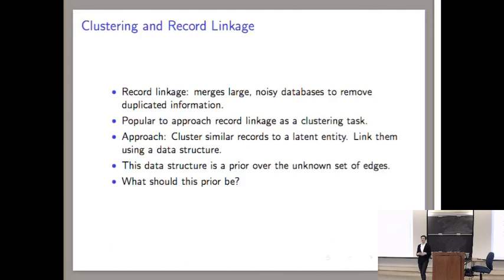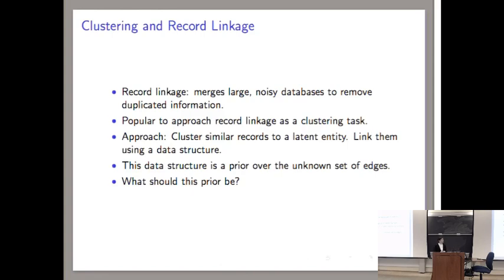So again, as I mentioned, record linkage is trying to remove this duplication in systematic ways where we have noise in these databases. One popular approach to solving record linkage is to treat it as a clustering task. In this aspect, we're taking records that are similar in some way and clustering them. I'll get into details of this more. Specifically, we might decide to cluster similar records to a latent entity. So the idea is that there's some true latent state, and any records that are similar in such a way, we're going to cluster them to their true latent state. And of course, this latent state is unknown.